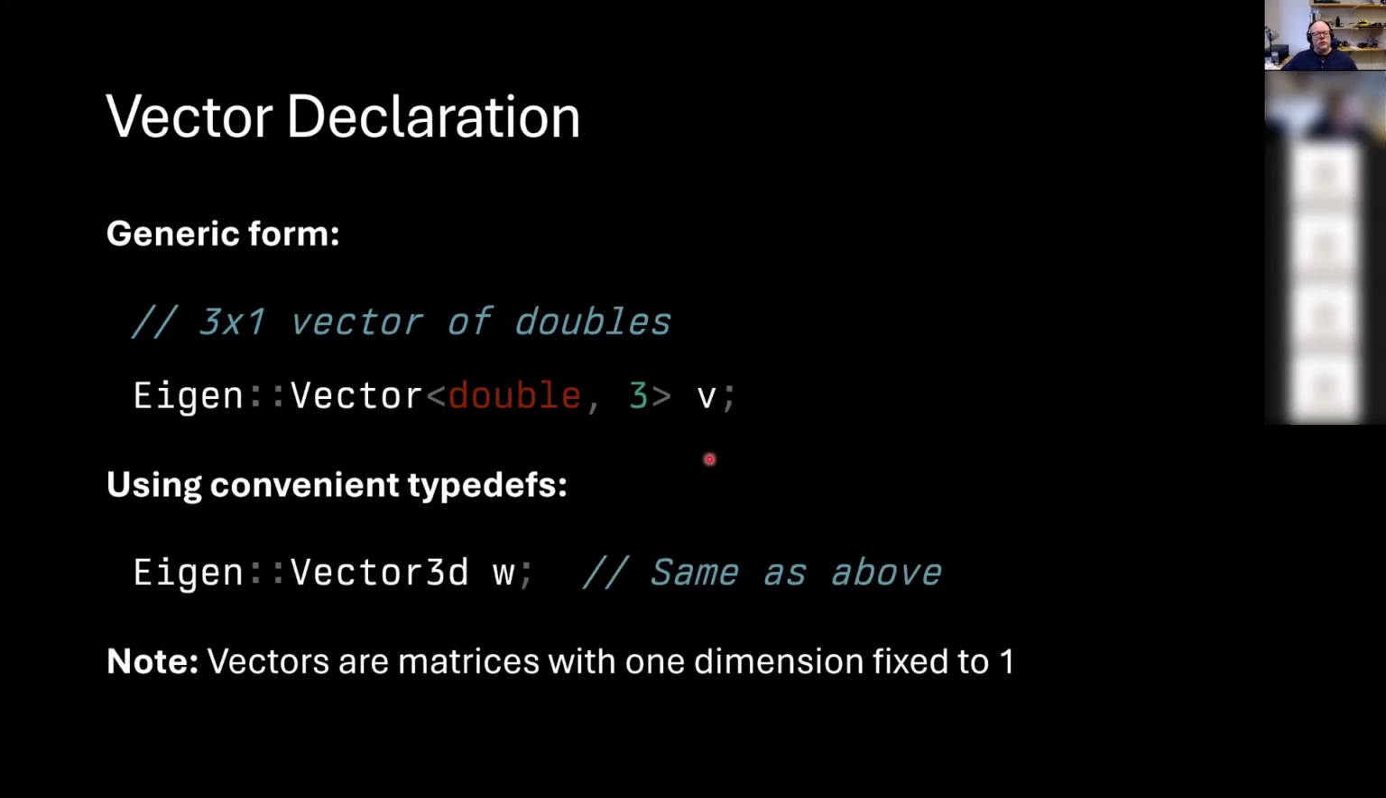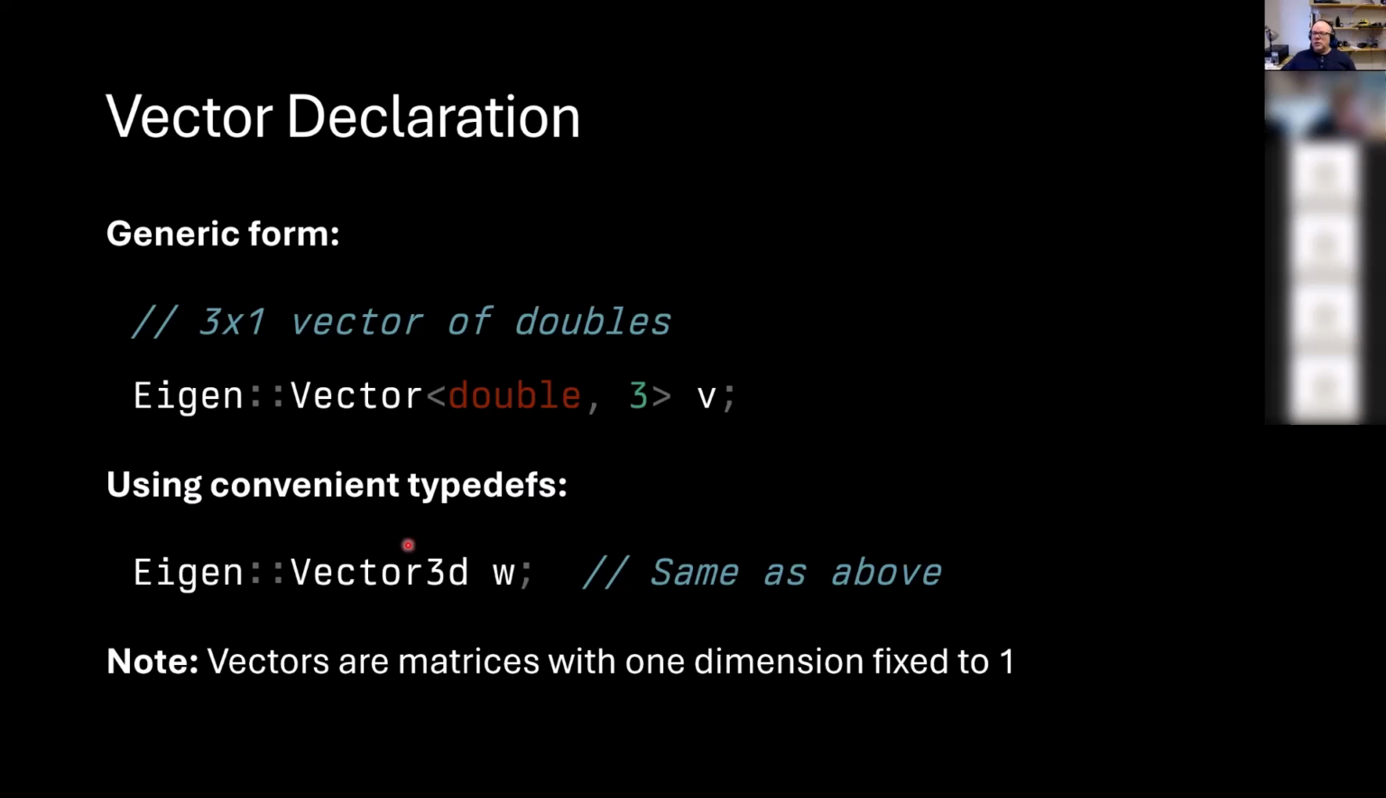You can do vector declarations as well. In Eigen::Vector of double, you only have to specify the length of the vector. And there are also the same convenient typedefs here, Vector3d. Also note that by default, a vector is a column vector.